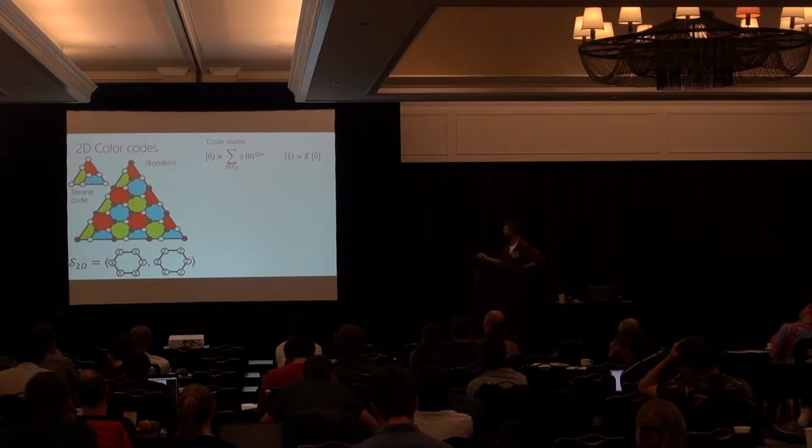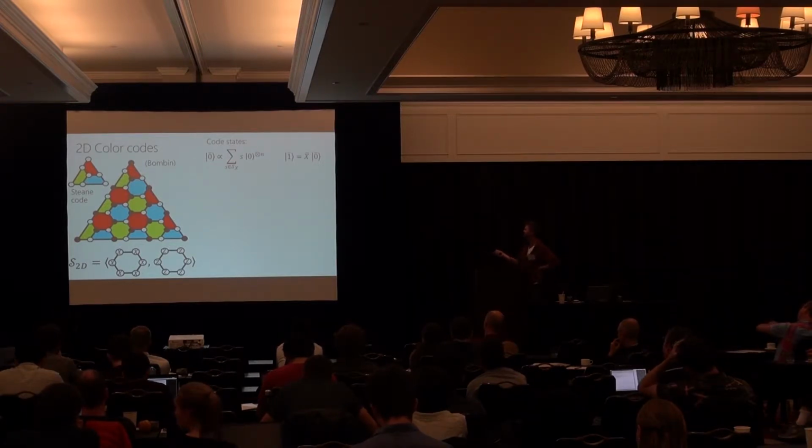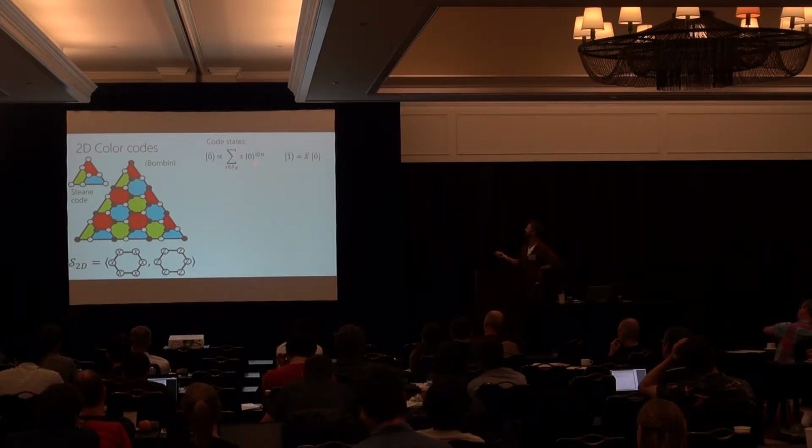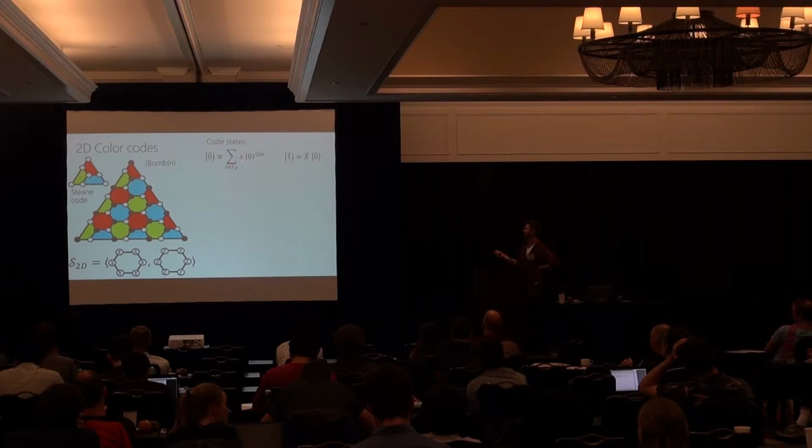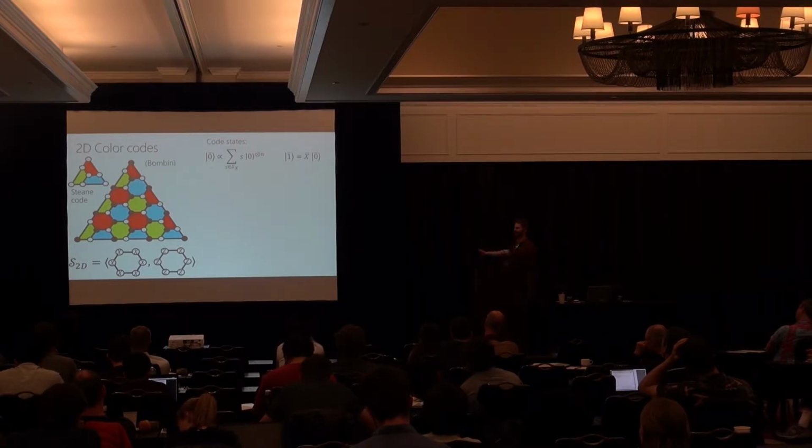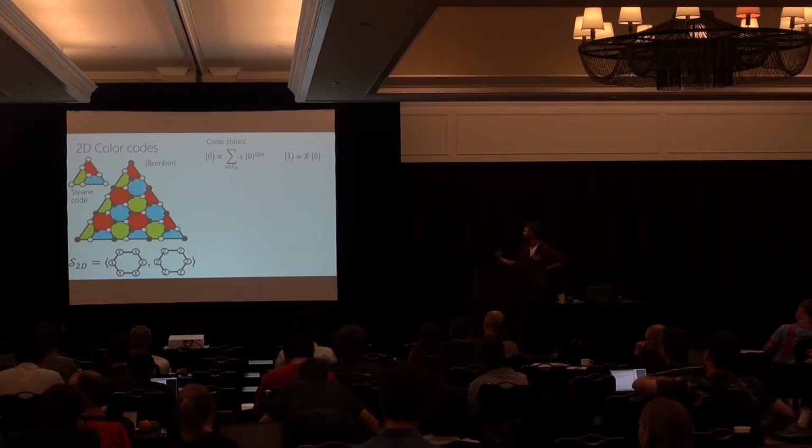Well, as was in previous talks as well, you can think about the logical 0 state of a CSS code by essentially summing over all of the X-type stabilizer elements and applying that on the all 0 state. And this will just project onto the ground space.